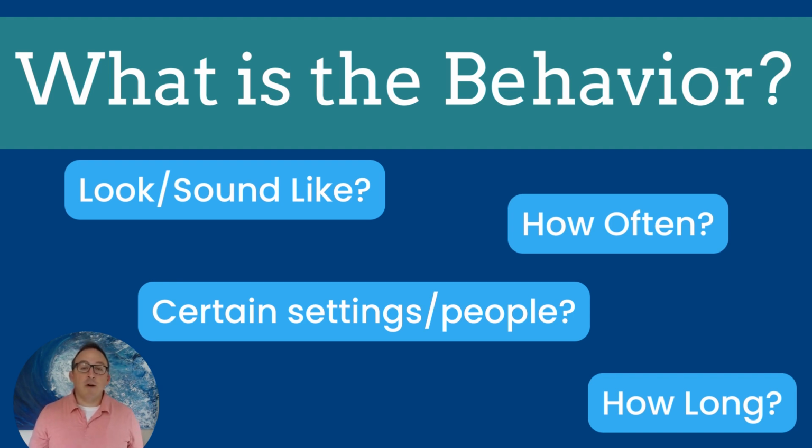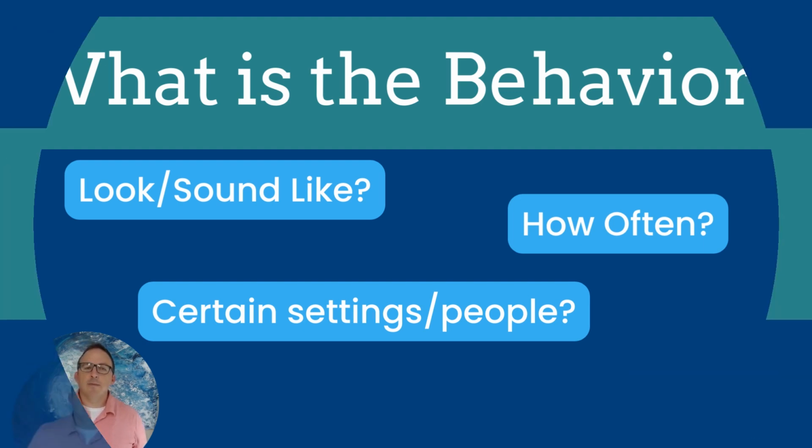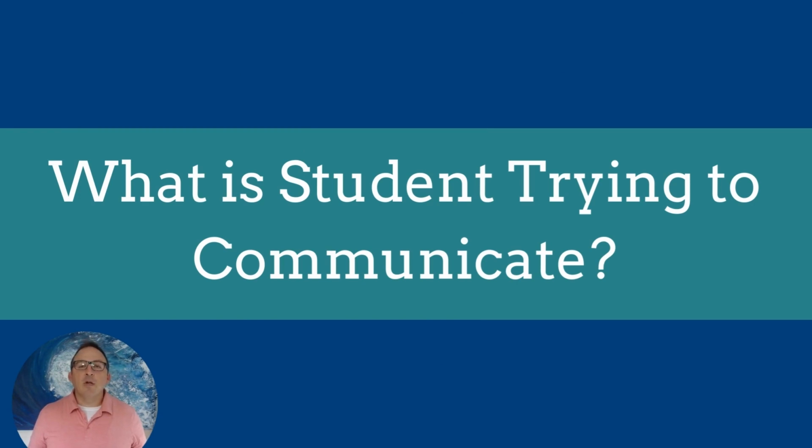The goal here is to define the behavior so we can separate the challenging behavior from other aspects of the student and the classroom environment. In this question, we want to remove thoughts of intent or motivation and we'll focus on creating a clear definition of the behavior. The next question we ask ourselves is, what is the student trying to communicate with this behavior?